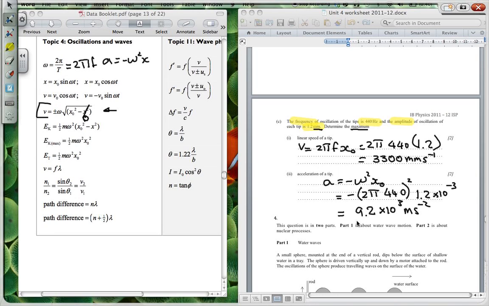Now notice here two significant figures, because I've got two significant figures in my data, so you've got to round it to two significant figures. If you don't, you're going to lose 1 mark for significant digits there. Right, so make sure that that is correct. Okay, thank you.